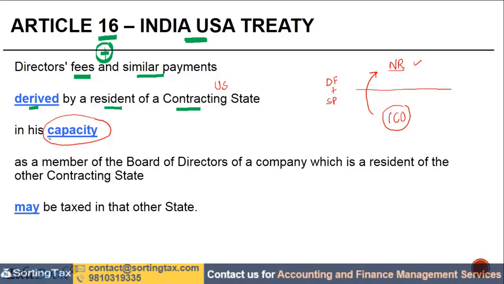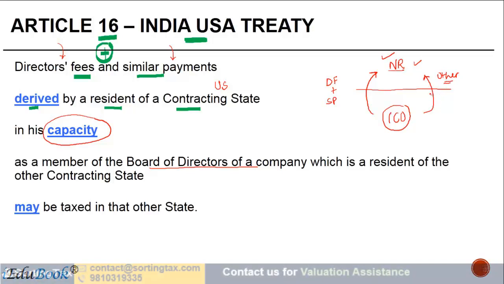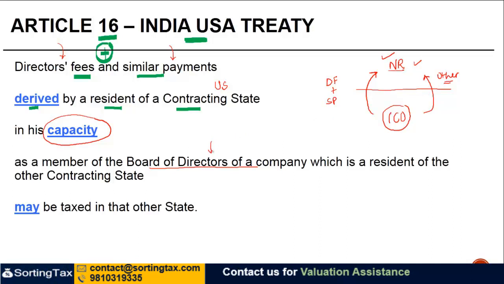Now this is the key word in this particular article. The similar payment being referred to, the director's fees being referred to, should be given to the non-resident in his capacity as a member of the board of directors of the company. If he gets certain other payments, so he's also acting as a consultant, providing some advice, strategic guidance, etc., not in the capacity of a member of a board of directors, those payments are not covered by Article 16. Like I mentioned a short while ago, in that case you might have to see whether the provision of Article 14 or Article 15 will apply. For those payments, it is not Article 16 which is applicable.